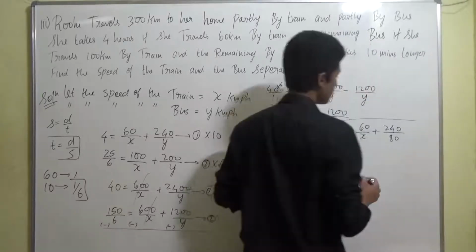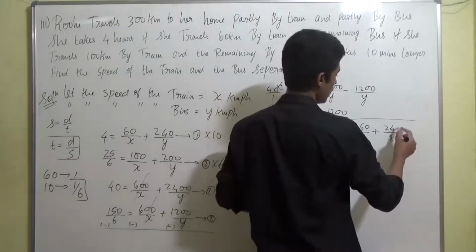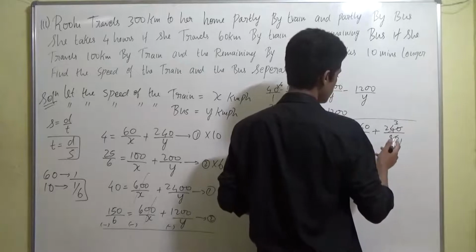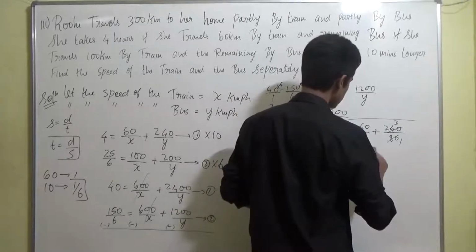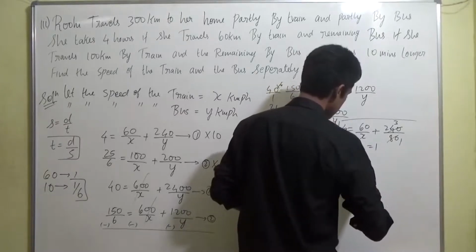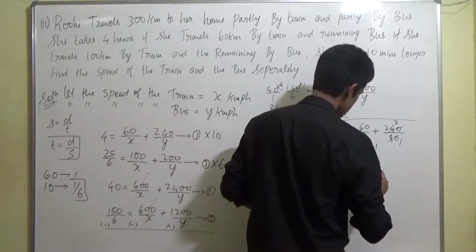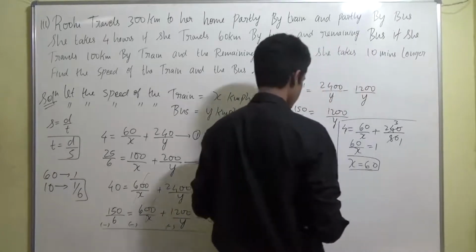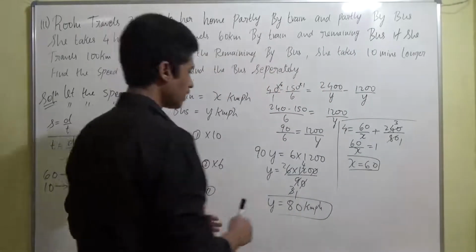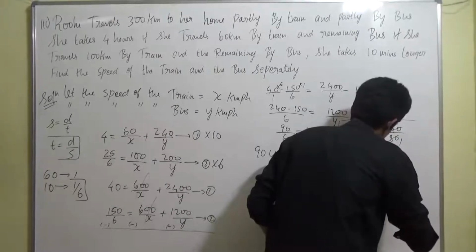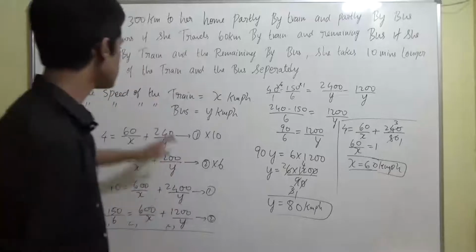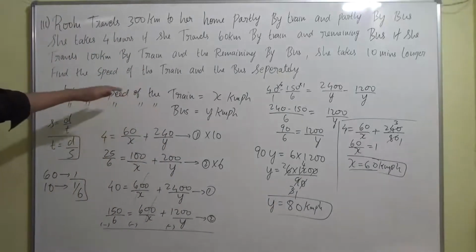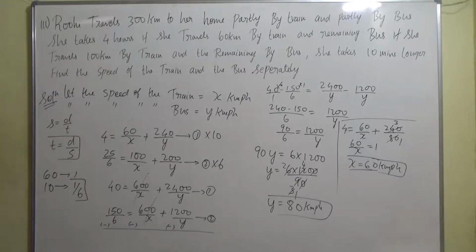So this will get divided here itself. 80 ones are 80, 80 threes are 240, and when 3 comes to this side, it becomes 4 minus 3, which is 1. So 60 by x equal to 1, which means x will become equal to 60. It is 60 kilometers per hour. Getting it? So x we got as 60, that is, the speed of the train is 60 kilometers per hour and the speed of the bus is 80 kilometers per hour.